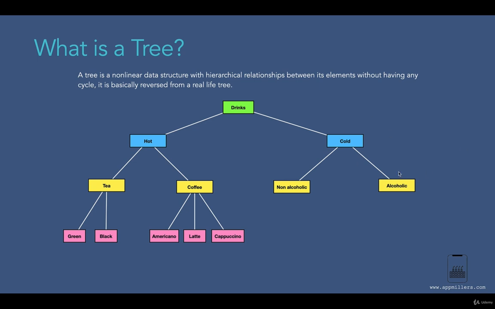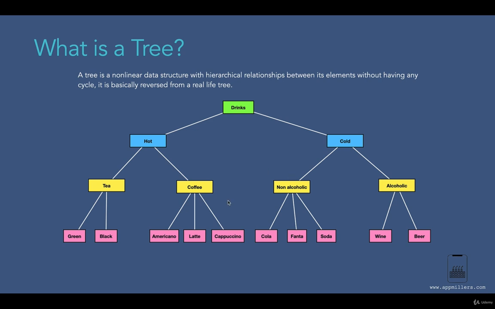Now if I continue to the cold drinks, for non-alcoholic drinks over here, we have also three types. So we have cola, Fanta and soda. And for alcoholic drinks, we have two types. So in our menu, we have wine and beer. Now you can see that for each node over here, we have specific types under it.